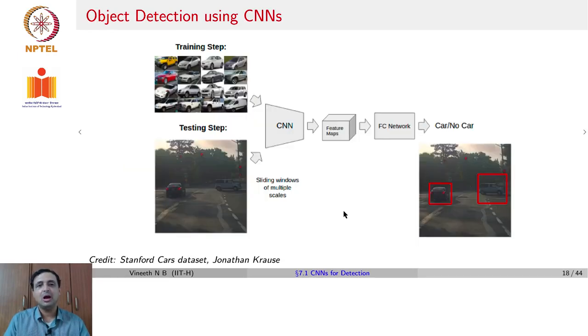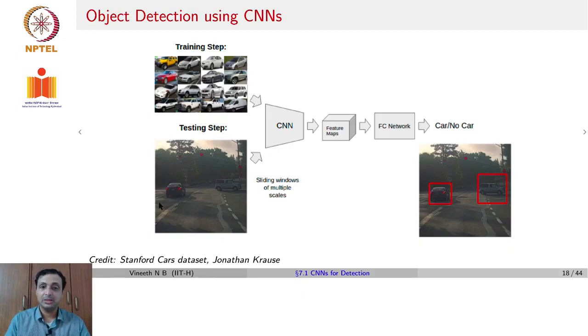Now let's try to see how one would do object detection using CNNs in the simplest possible manner. If you had, say, images of cars during training, you would train a CNN on various images of cars to learn a car classifier. So you would use a standard cross entropy loss CNN, a simple CNN.